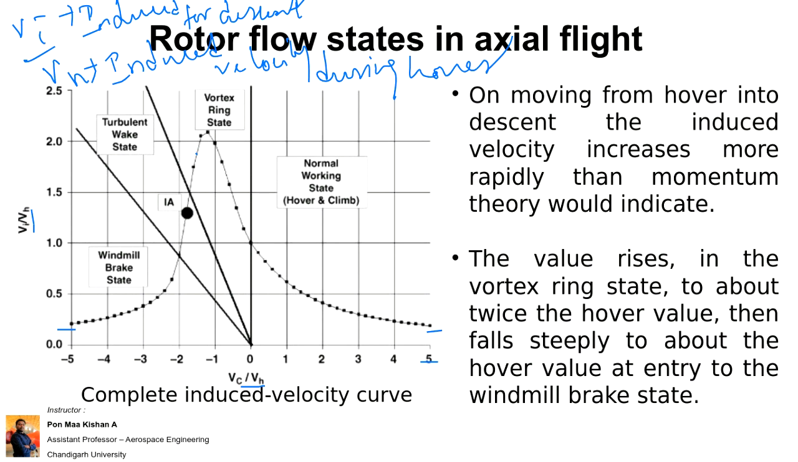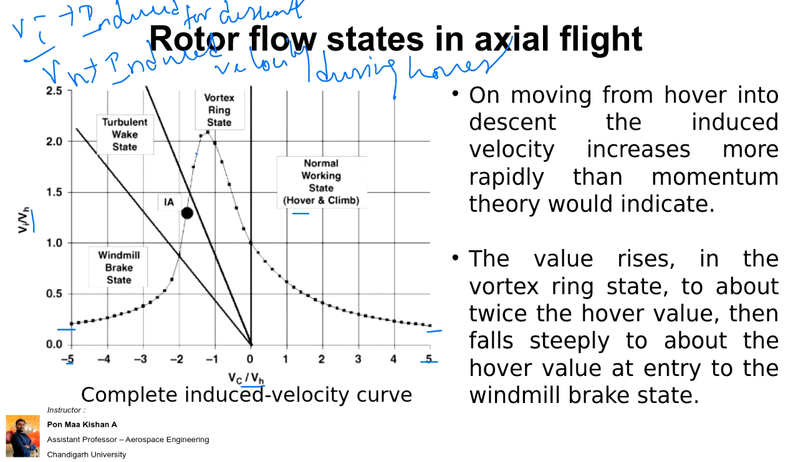So descent rate. If you see here, initially the normal working state, that is hover or climb, is given in this graph. Depending upon the ratio of climb velocity divided by Vh, the x-axis value starts to decrease, but at the same time the induced velocity during descent divided by the hover induced velocity is increasing, and it reaches the vortex ring state.